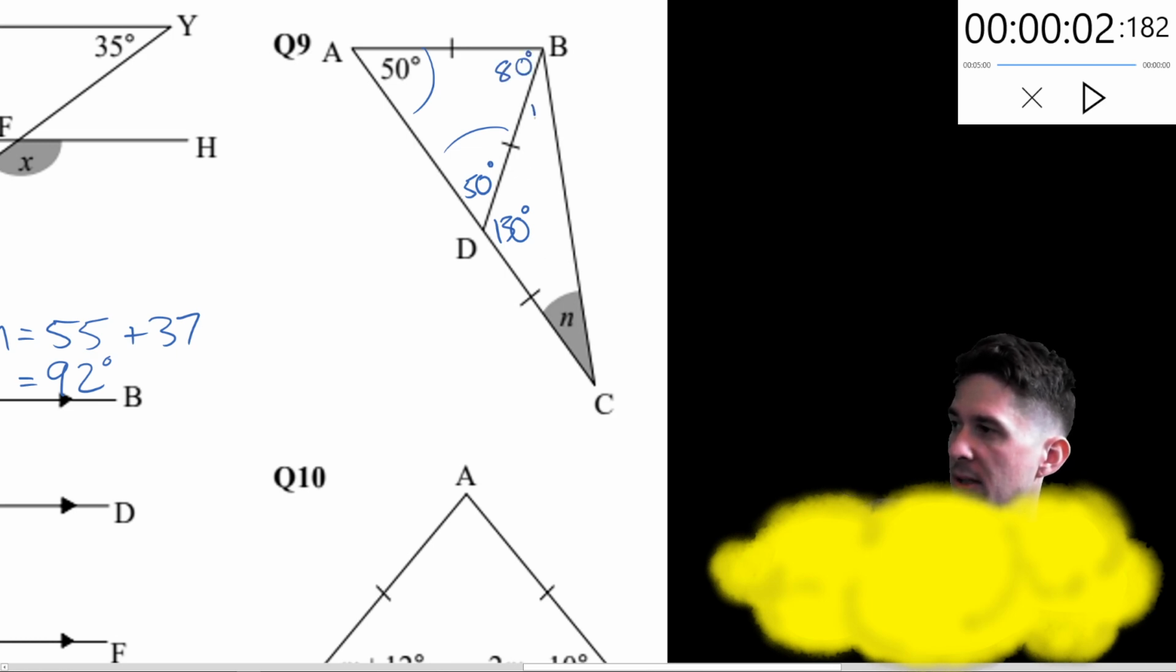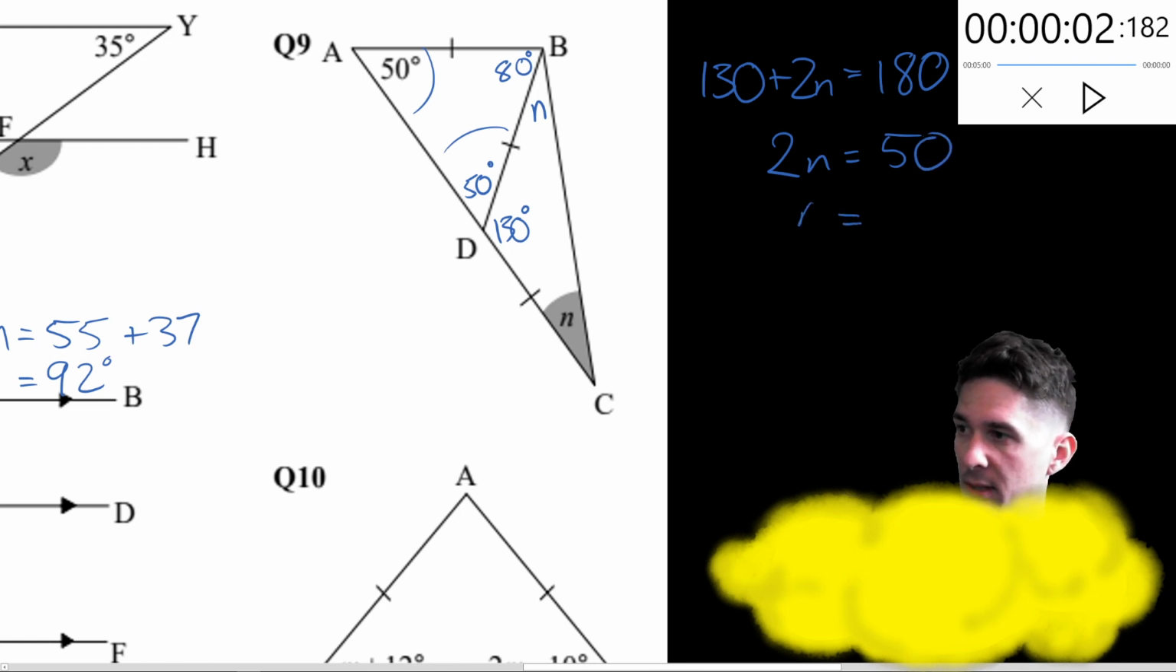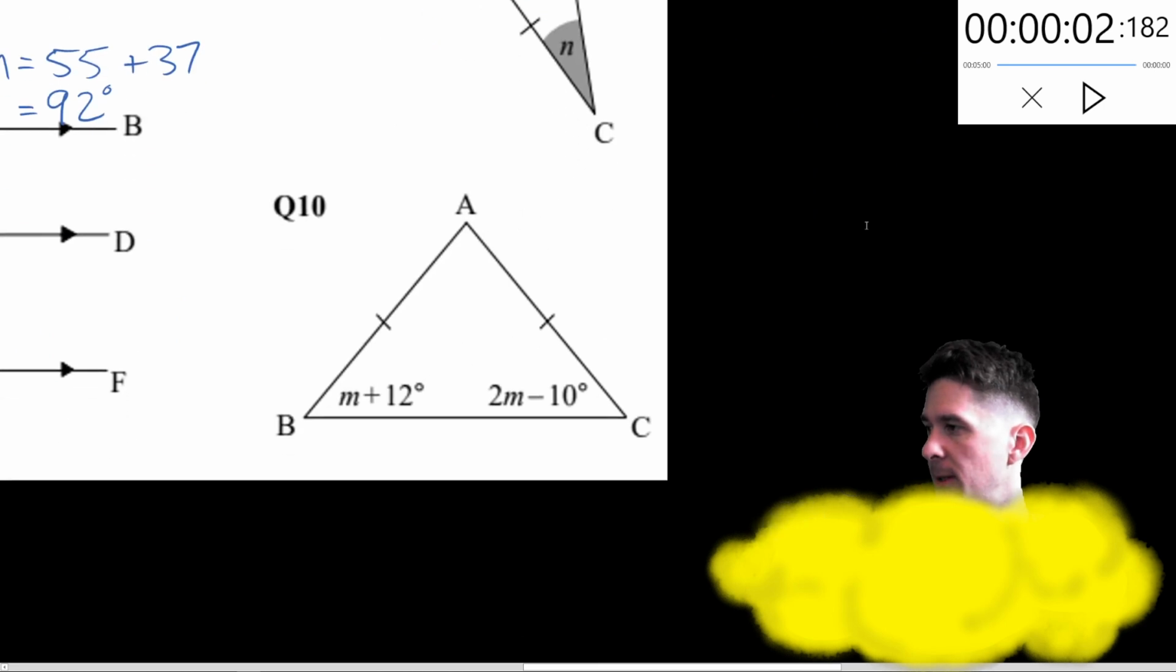This one being isosceles means that's n as well. So the important fact here is that 130 plus 2n equals 180. So let's subtract 130 from both sides. 2n is 50. Let's divide both sides by 2. N is 25 degrees.